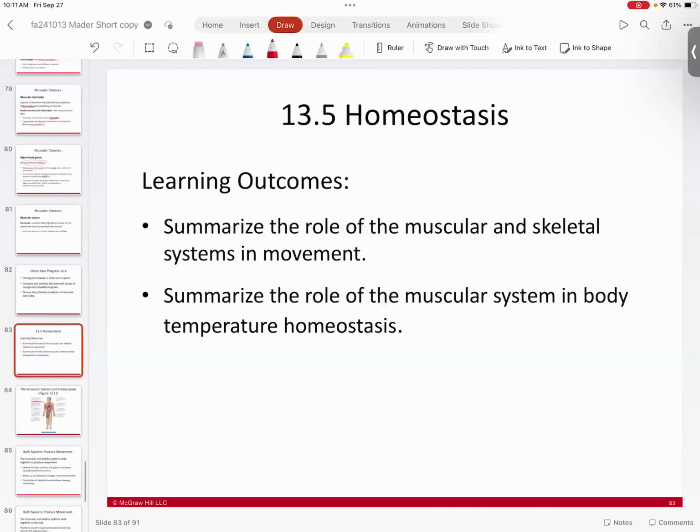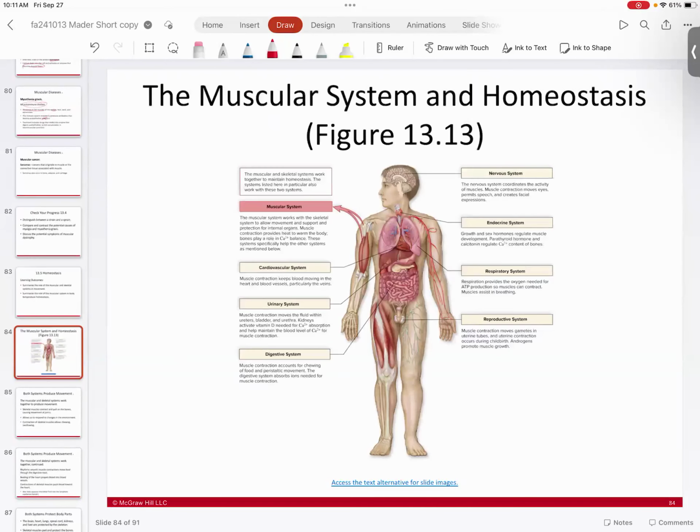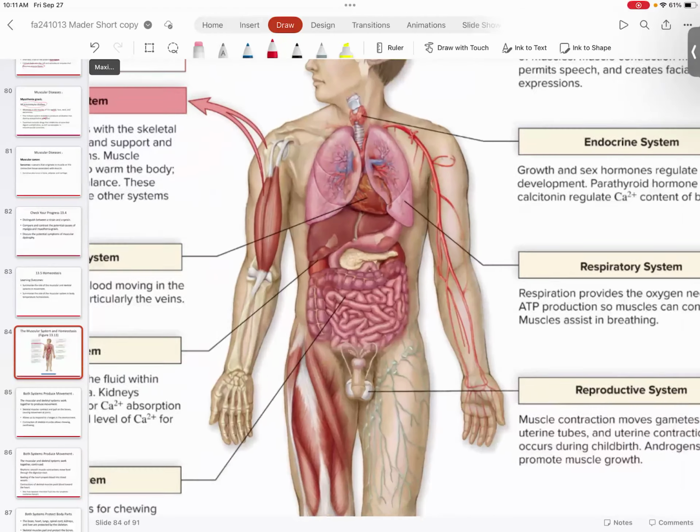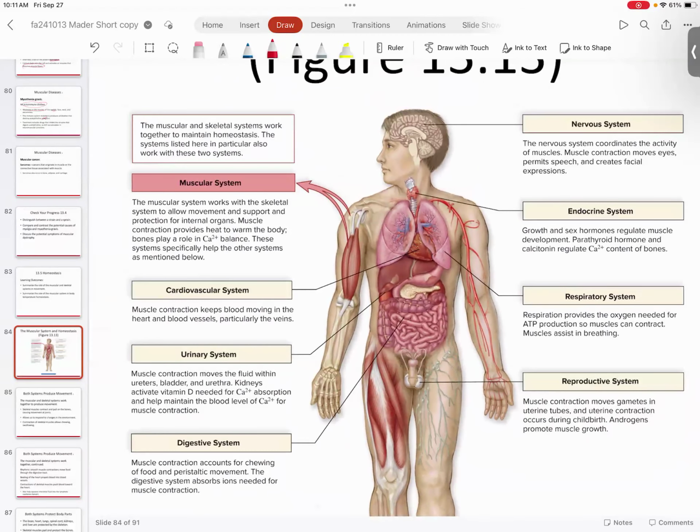So now let's take a look at homeostasis, right? When we do, we can see how the muscular system touches on just about every other organ. For instance, in your cardiovascular system, cardiac muscle delivers blood and oxygen to the rest of the body. Muscle contraction is responsible for moving fluid through your ureter and your bladder. This is how it touches your urinary system.